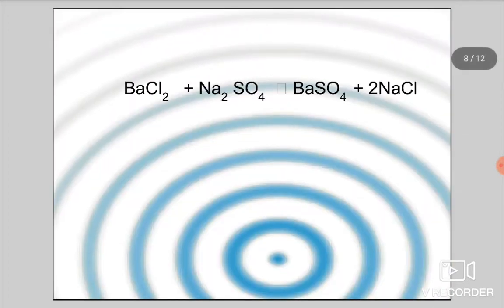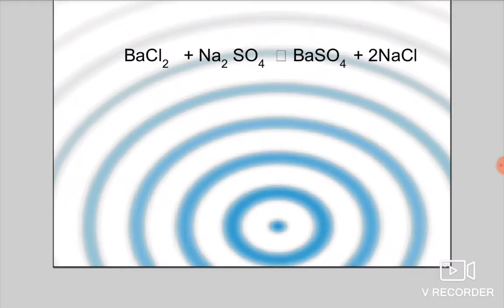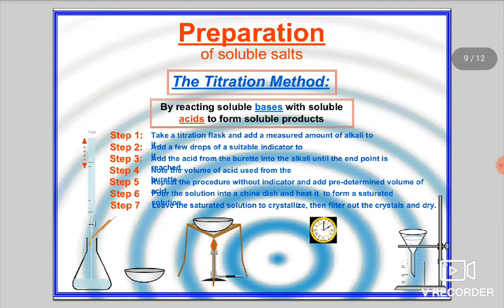So this was just an example of barium chloride plus Na2SO4, which makes BaSO4, barium sulfate, and 2NaCl, which is sodium chloride. Then we move on towards the titration method.